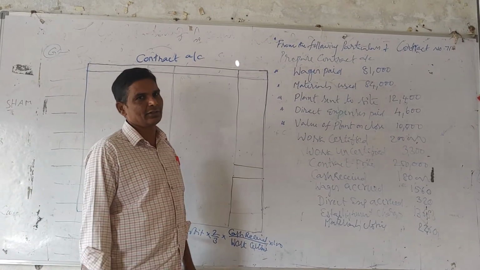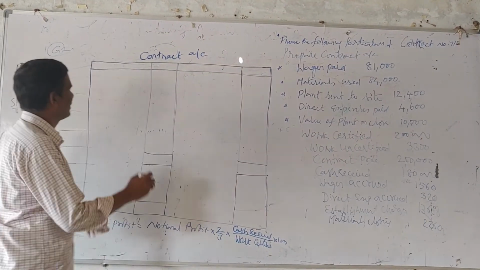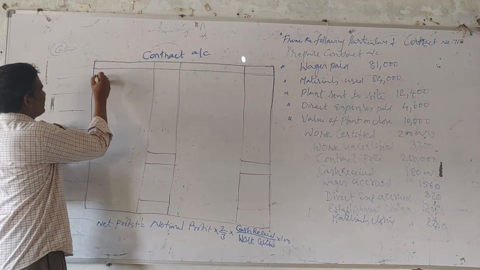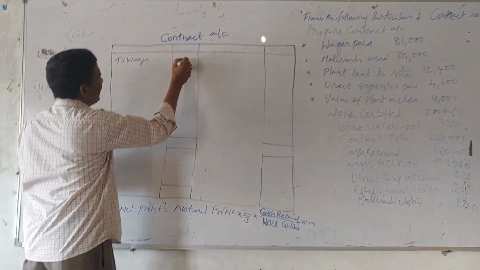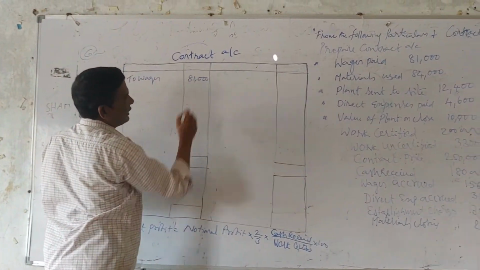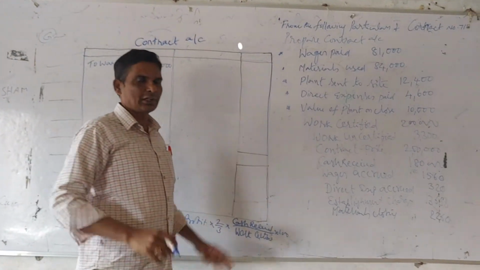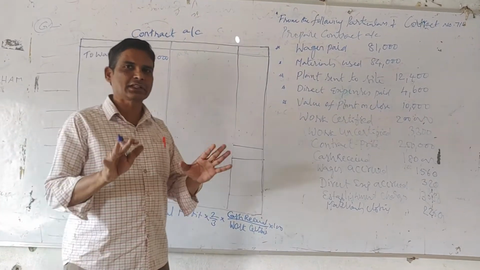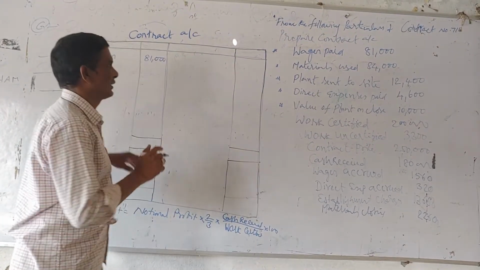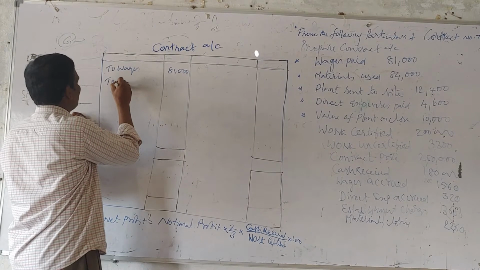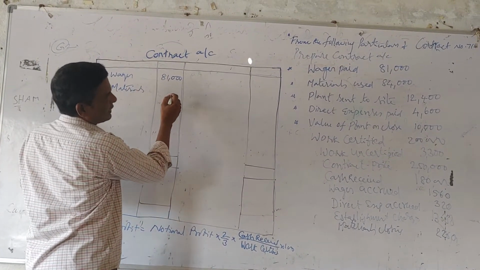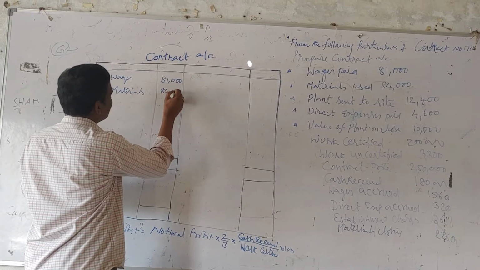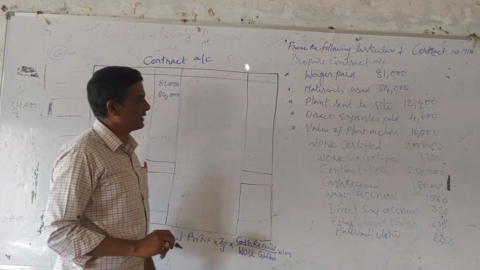Wages paid 81,000. You know very well wages paid means that is expenditure. So wages paid is debited, that is 81,000. Second, materials used. Whatever material is used for the purpose of this contract is debited to contract account. So materials used for this contract is 84,000.